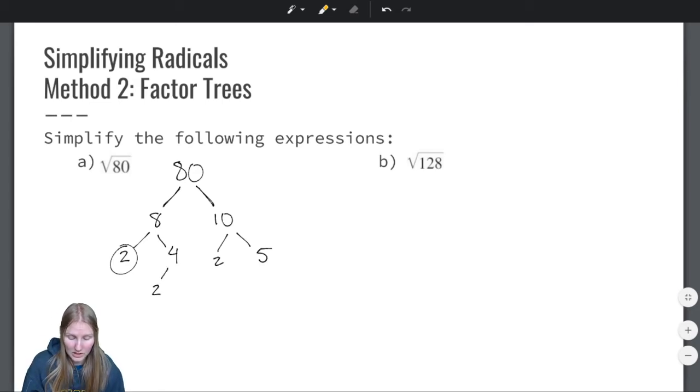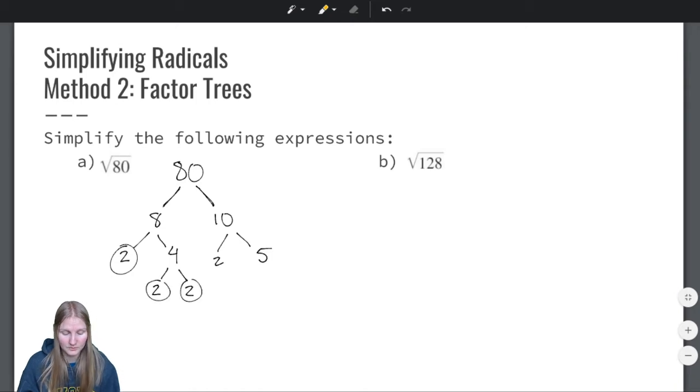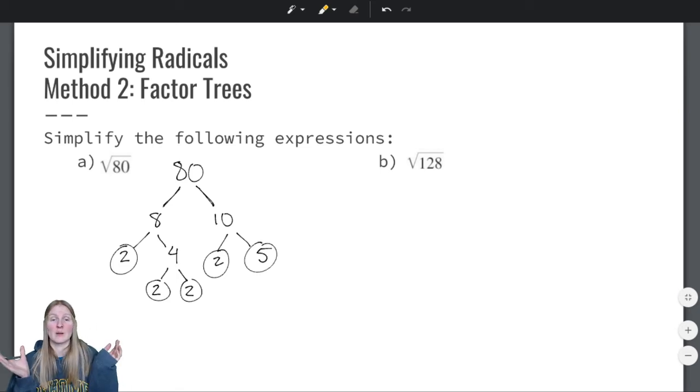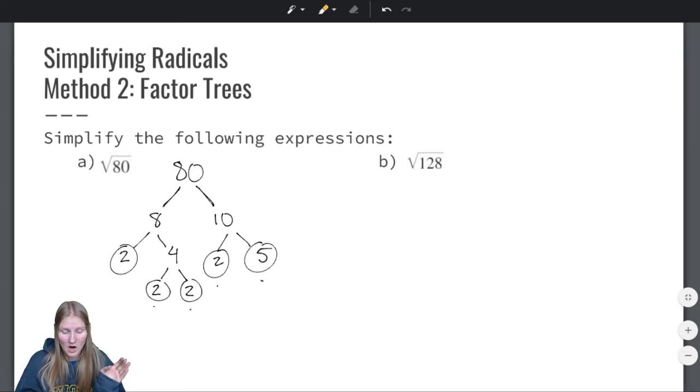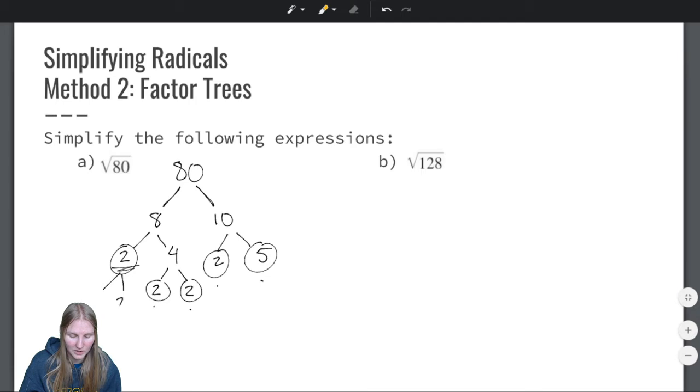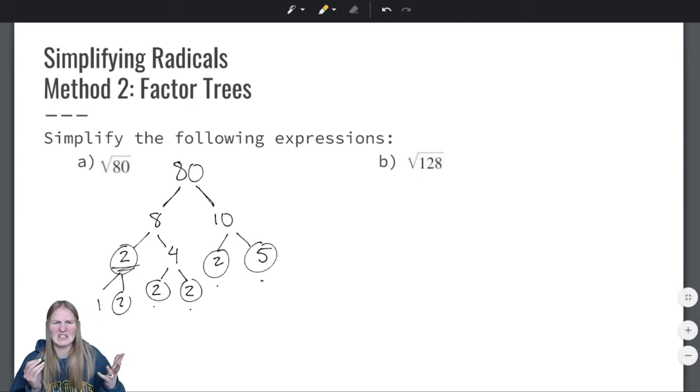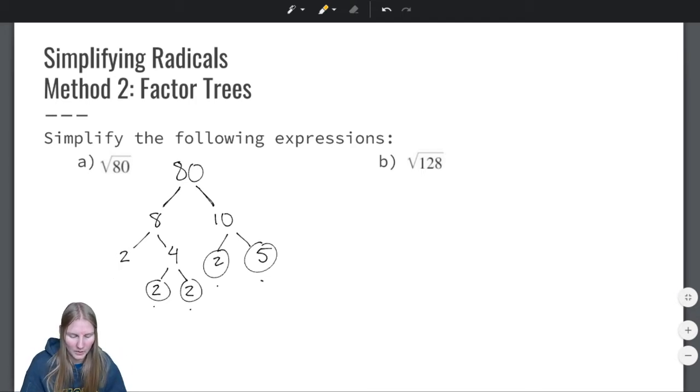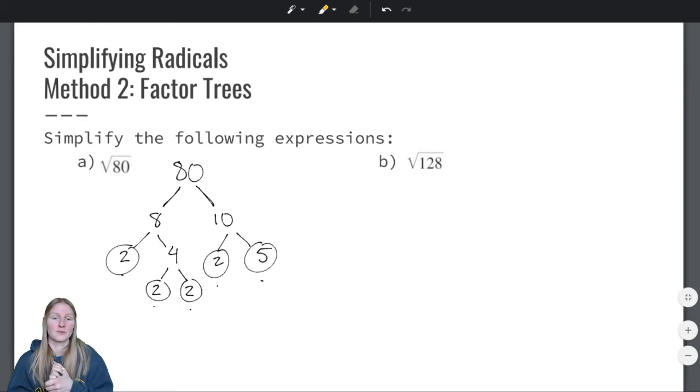4 can be split into 2 times 2, and then those end. 2, that's the end, can't split it up anymore. And I can't split 5 up anymore either, so 5 is the end. These ends are called prime numbers. I can't split them up. Their only factors are 1 and themselves. So I'm not going to split that up because it's just repeating, right? I have a 2 here. If I split it up into 1 and 2, I'm just repeating the 2 again, and we don't want to do that. So it ends with all of the prime numbers.